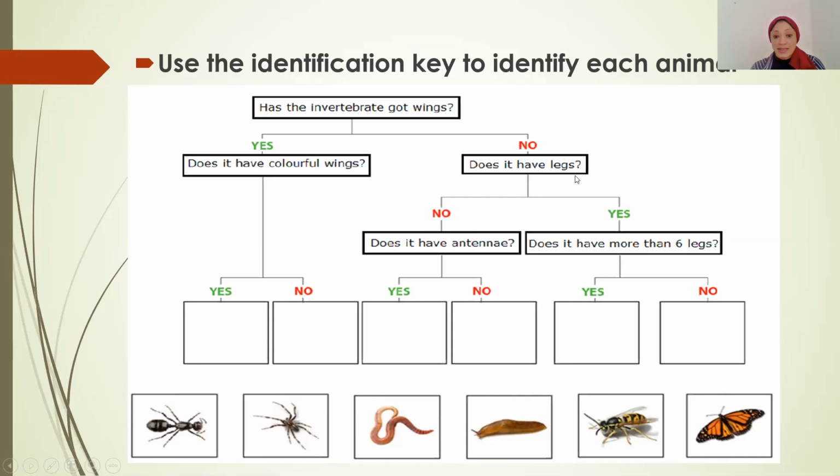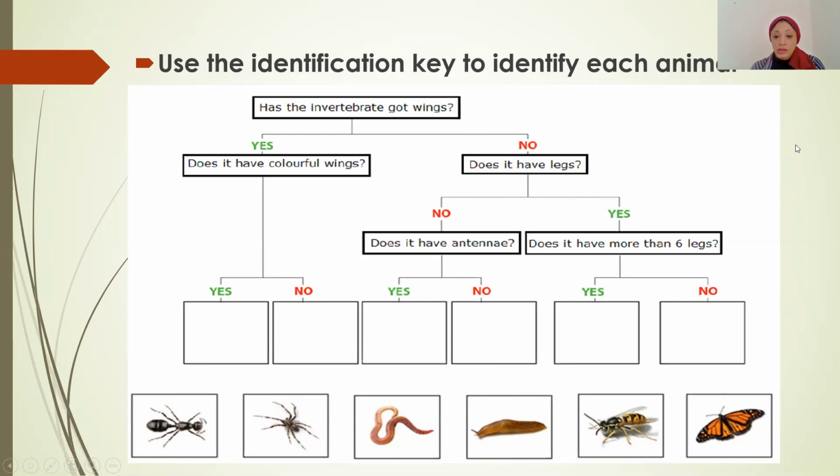Does it have legs? If no, you have to choose. Does it have antennae? The slug has antennae, yes. If no, it will be the worm. If the answer to the question, does it have legs, is yes, you have to choose between the spider and the ant.